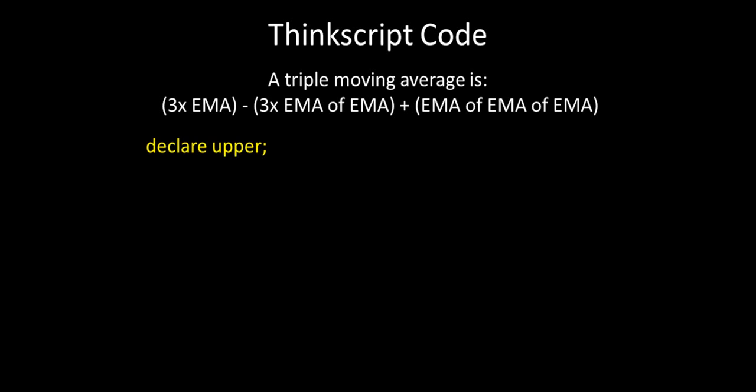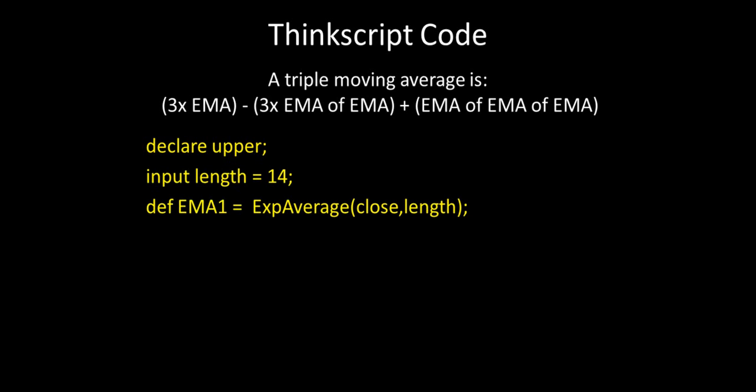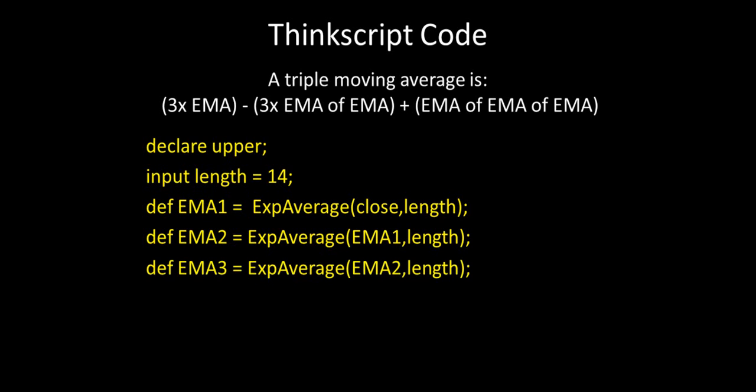It's fairly straightforward. We decide we want to make it an upper study. We let the user decide the length of the period for the moving averages. We make our first exponential moving average based off of the close and what the user defined as the length. Then we make our second moving average, which is the moving average of our first moving average, same length. Then we make our last moving average, which is a moving average of our second one, which originally was a moving average of our first one.